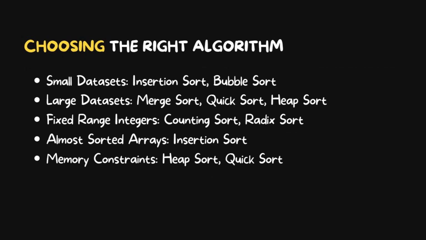minimal comparisons. For smaller integers or fixed range, counting sort or radix sort are lightning fast. When memory is tight, heap sort works without extra space. Understanding these trade-offs helps you make the best choice for your project.